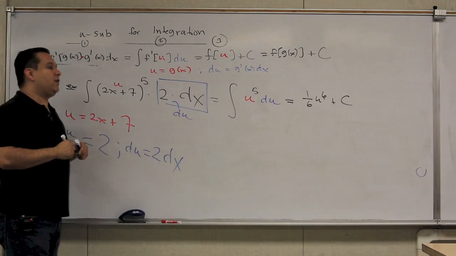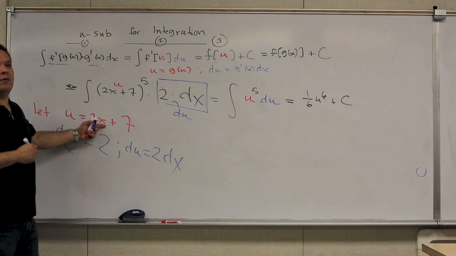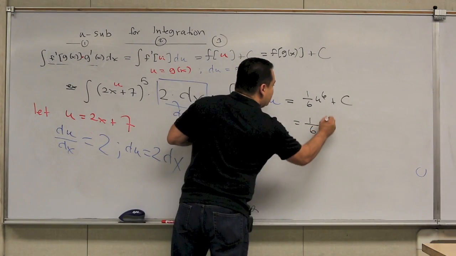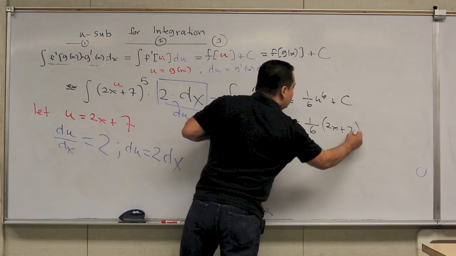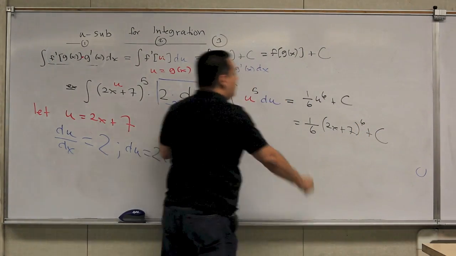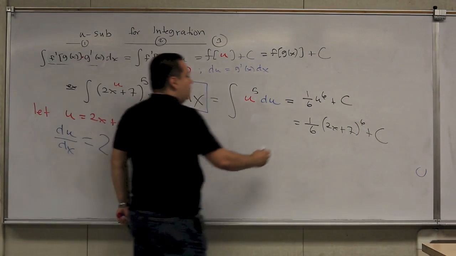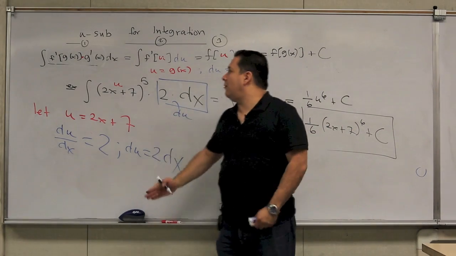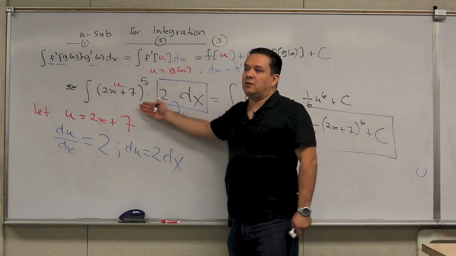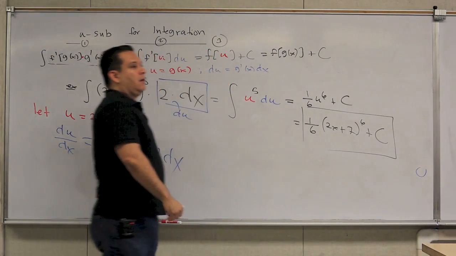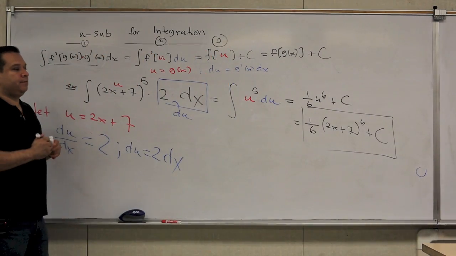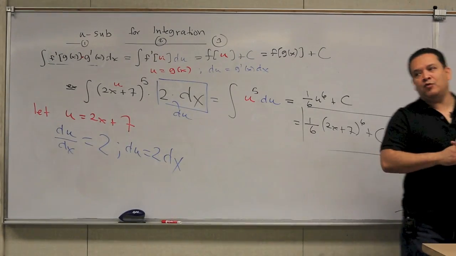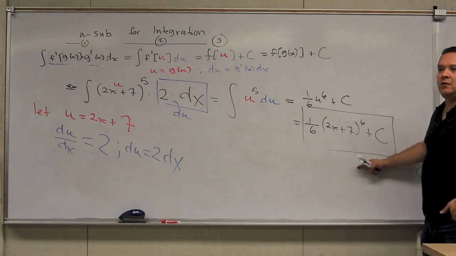But it's my answer in terms of u. What really is u? 2x plus 7. So your final answer is going to be 1/6 (2x plus 7) to the 6th power plus my c. And there you go. Now, notice, if I differentiate this function, I'm going to get this original function. Okay, you guys okay with this one? Let me get out of the way so you guys could look at it and absorb it. Anybody have any questions on this, how we got our answer?